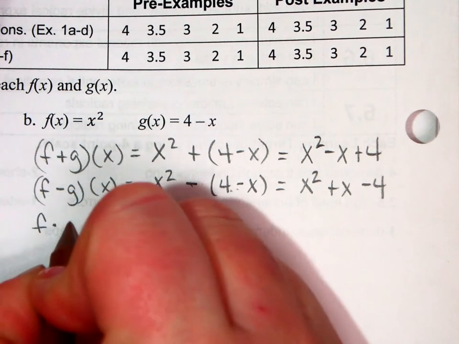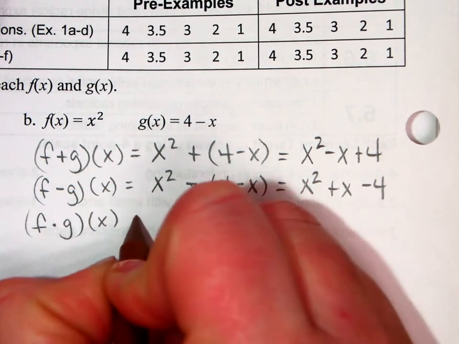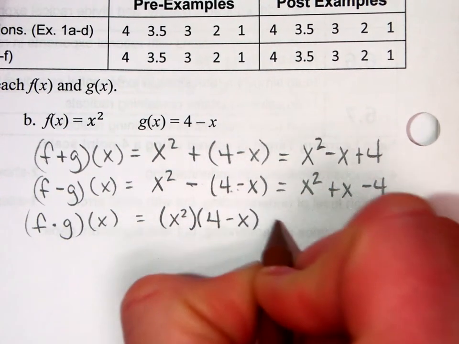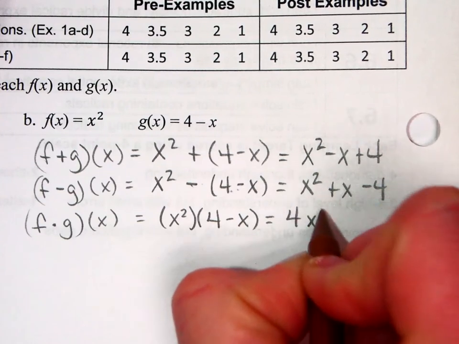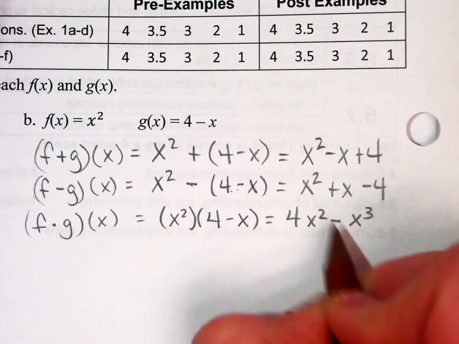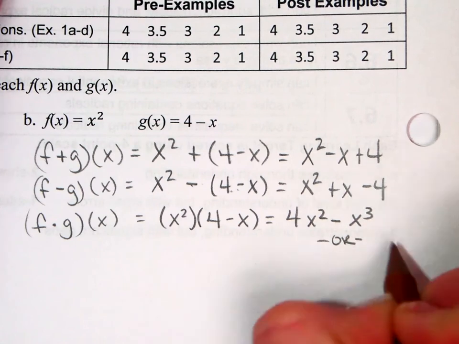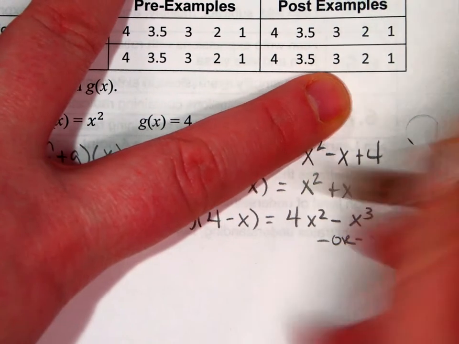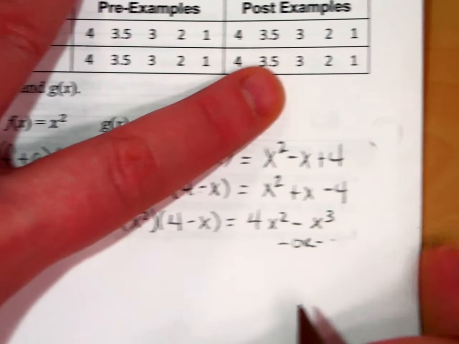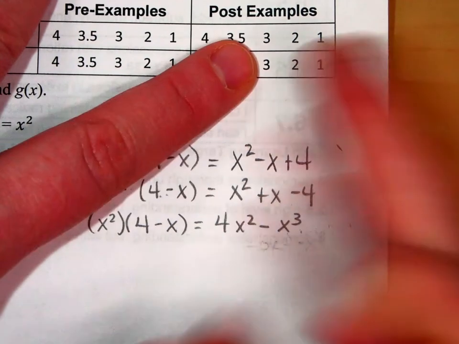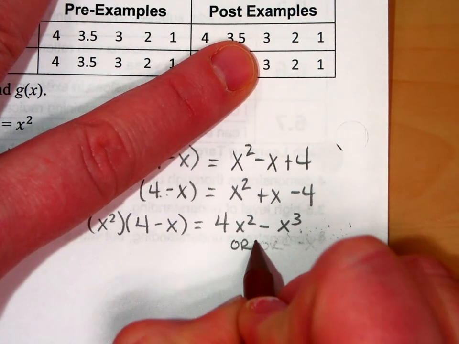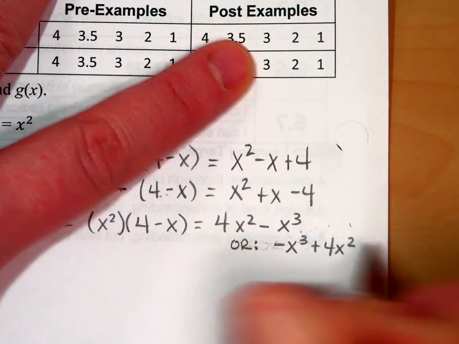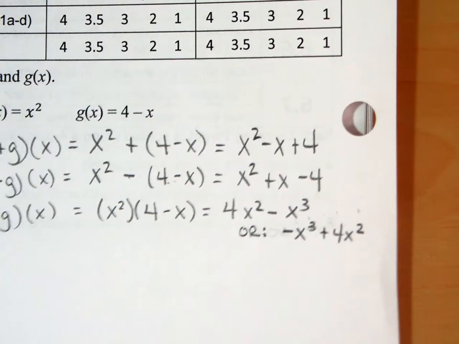F times G of X is equal to X squared times 4 minus X, which equals 4X squared minus X cubed. Let's try that one again. Or negative X cubed plus 4X squared. Either one's acceptable. Last but not least, division.